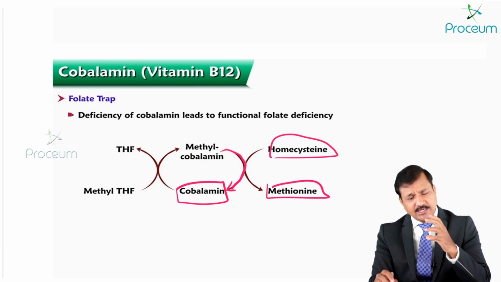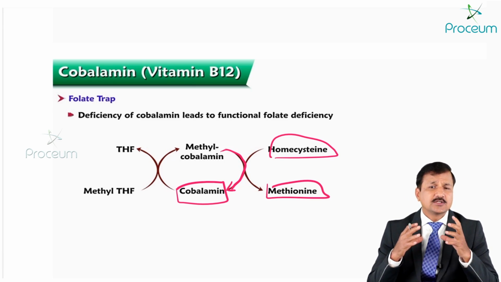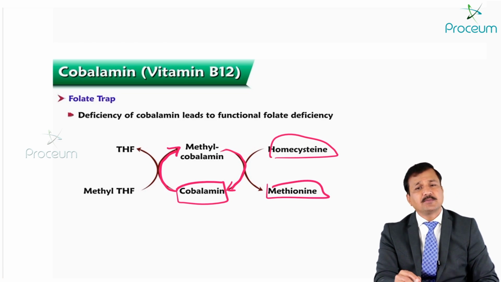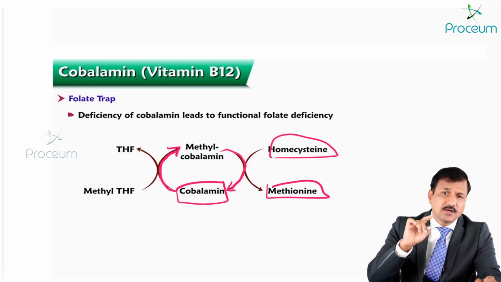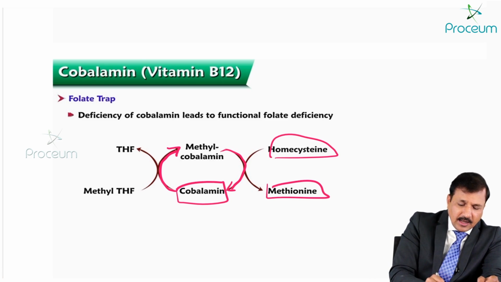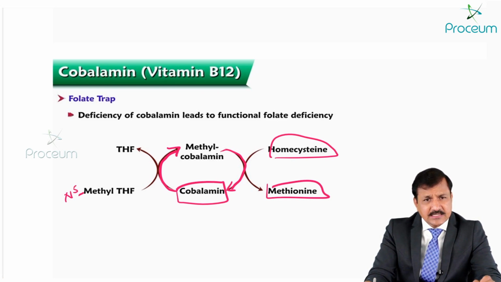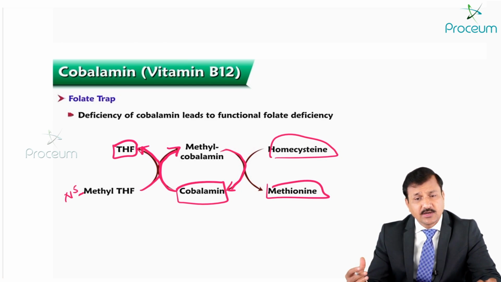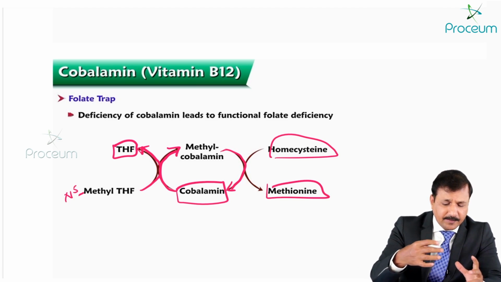The cells need to maintain a good concentration of methylcobalamin inside the cell. Because of that, cobalamin has to be converted back into methylcobalamin, and that means we need a methyl group donor for that. The methyl group donor in the conversion of cobalamin back into methylcobalamin is N5-methyl tetrahydrofolate. This N5-methyl tetrahydrofolate will give its methyl group and be converted back into tetrahydrofolate, while cobalamin is converted into methylcobalamin.